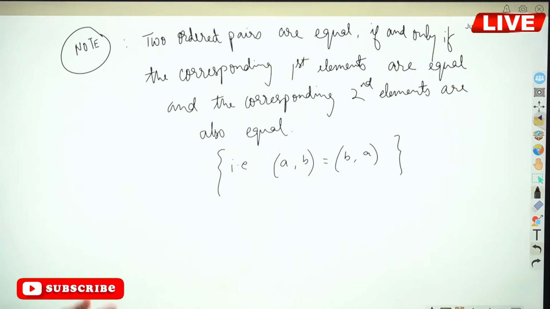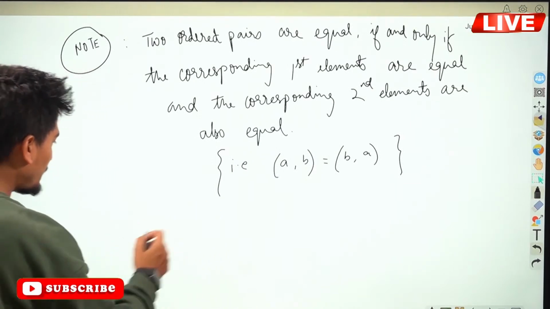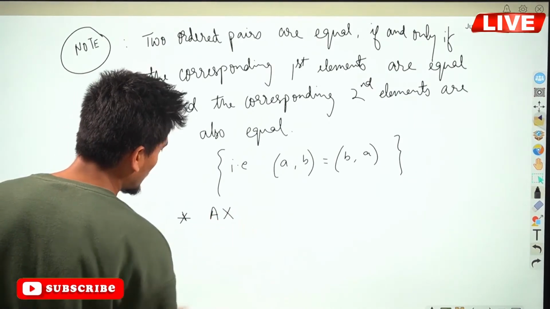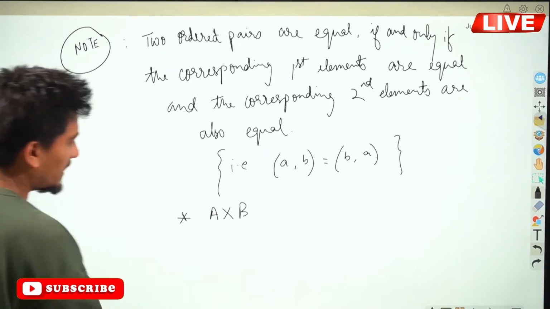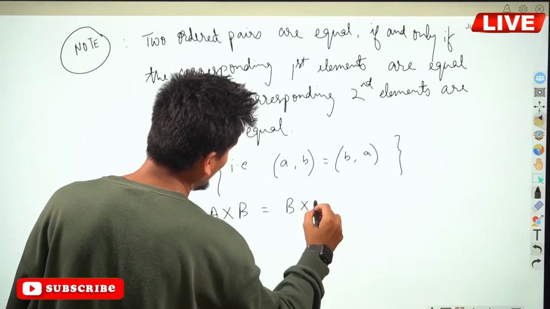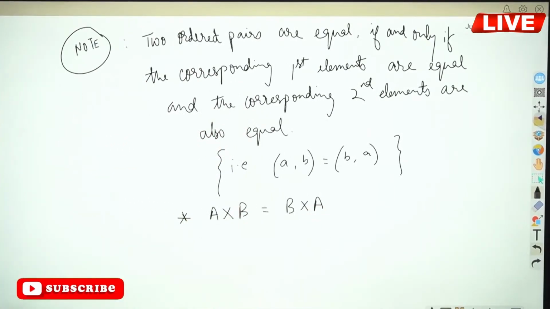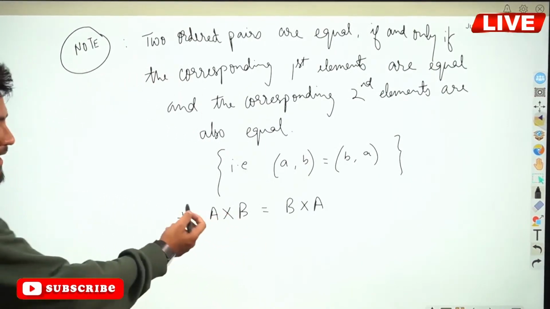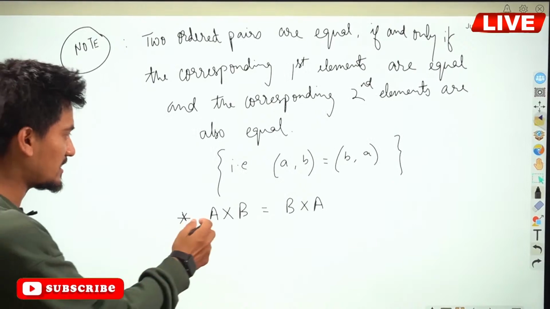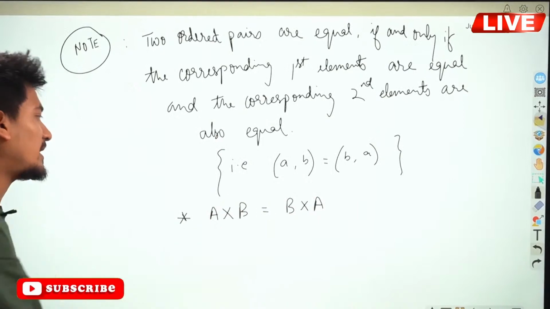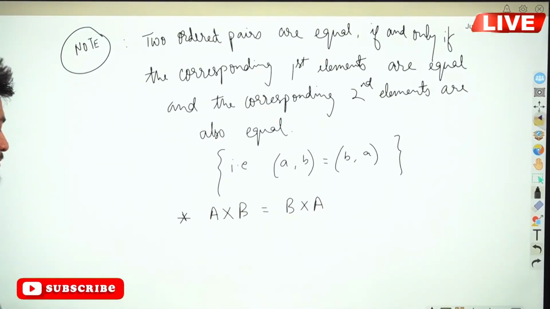But say, for example, we have the set A and the set B, their Cartesian product. Is it equal to the set B into A? Can we say that the Cartesian product of set A and set B is equal to the Cartesian product of set B and set A? Can we say that they are equal? No, they are not equal.